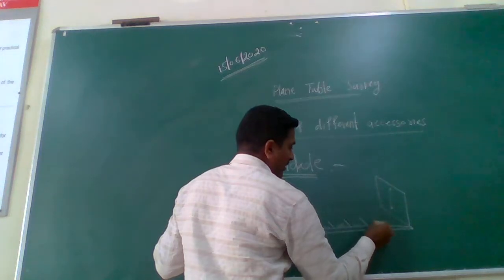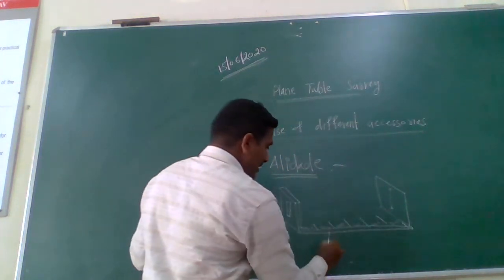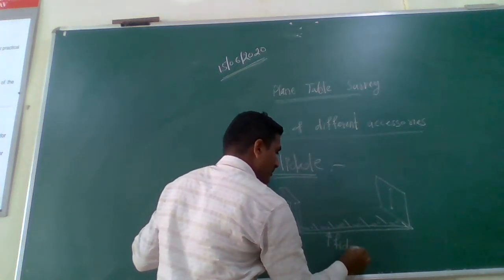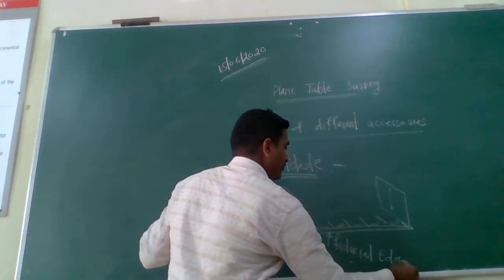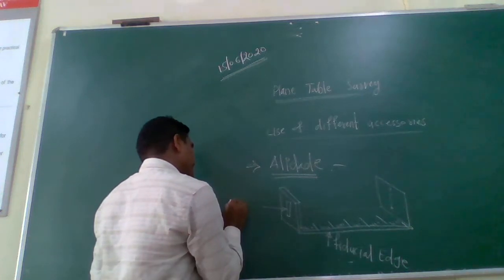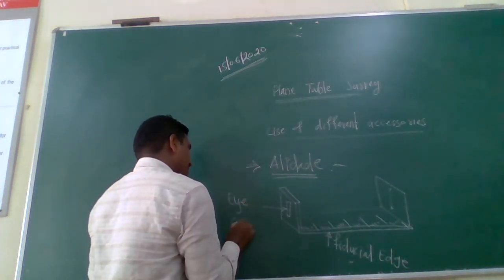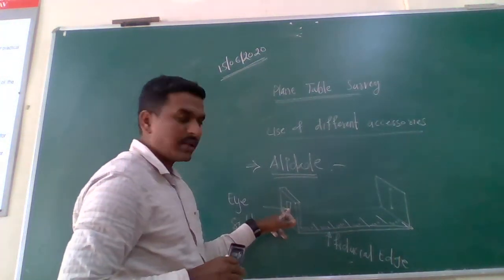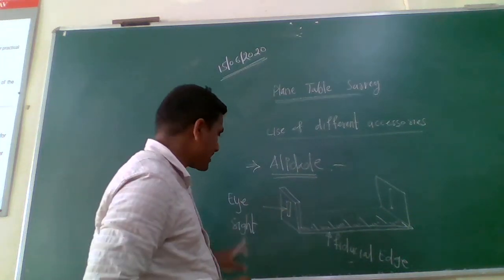The sketch of the alidade. So this scale is known as fiducial gauge. This gauge is known as fiducial gauge. This one is the eye side. We are looking through this slit. There is a small slit which is known as eye side.